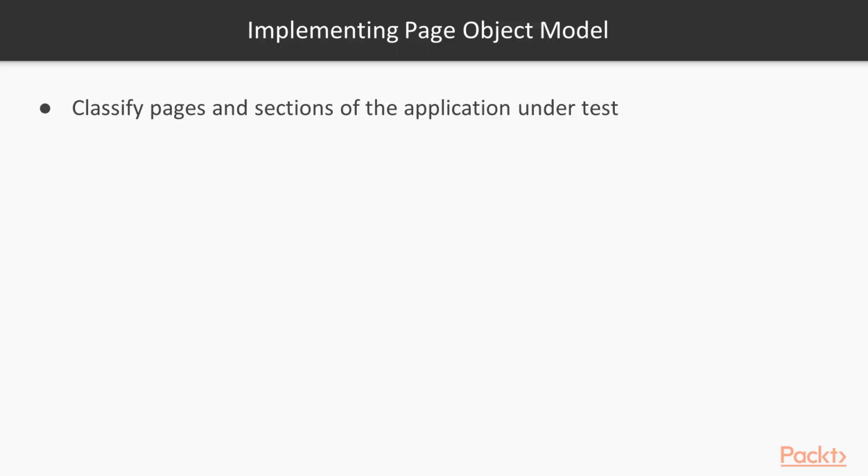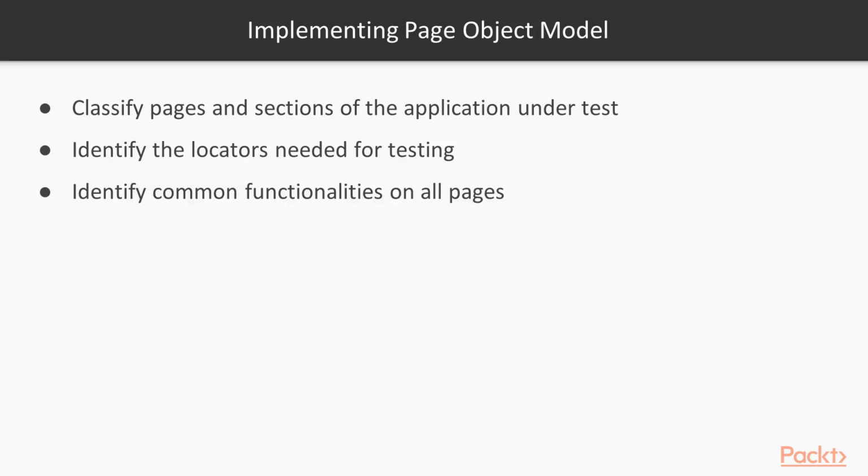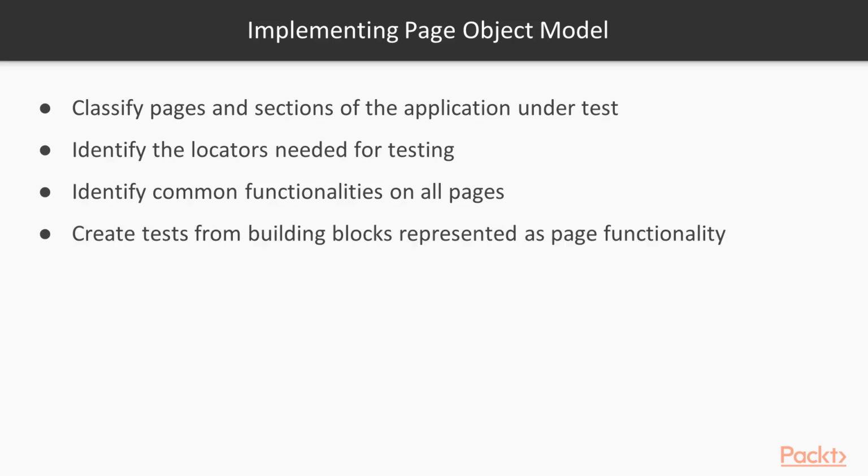The ways to implement page object model will be: how to classify pages and sections of the application under test, then how to identify locators needed for testing. After we do that, we can identify common functionalities on all pages, and at the end, we will create tests from building blocks represented as page functionality. All this will be more clear when we go into the code and see a real example.